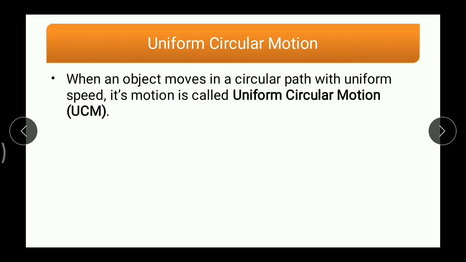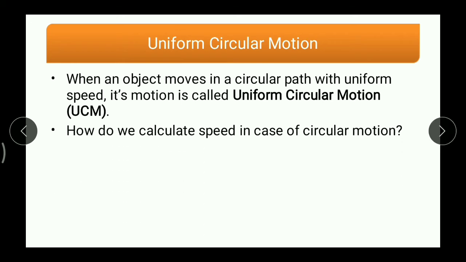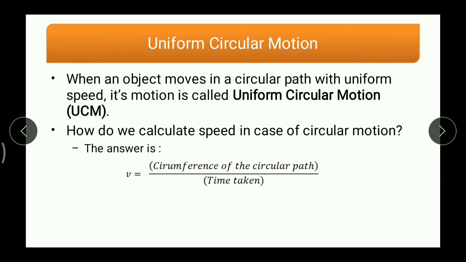Can we find the speed of a uniform circular motion? Yes, there is a relation for it: v is equal to the circumference of the circular path divided by time taken. And what is the circumference of the circle? Correct, 2 pi r. If t is the time taken, then the formula will be v = 2 pi r upon t. This is the relation for finding speed in circular motion.